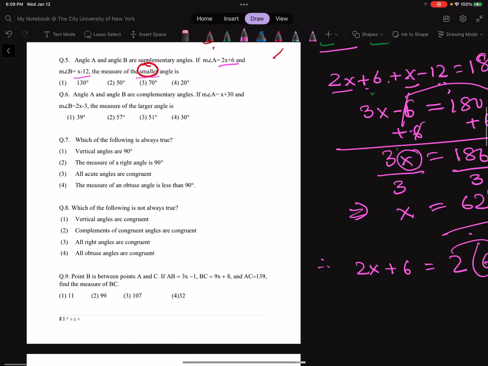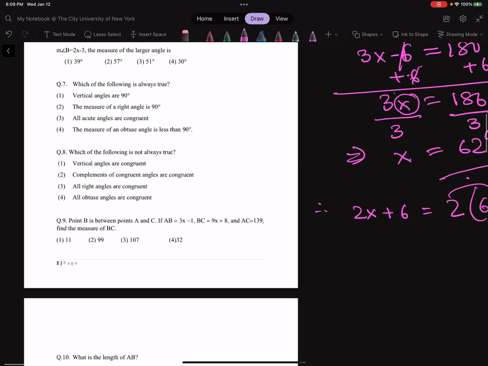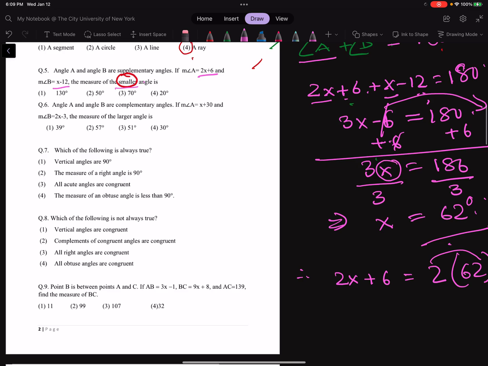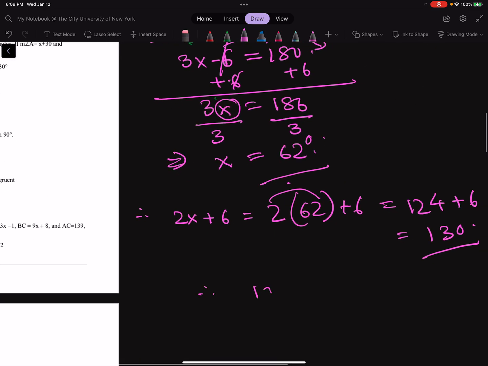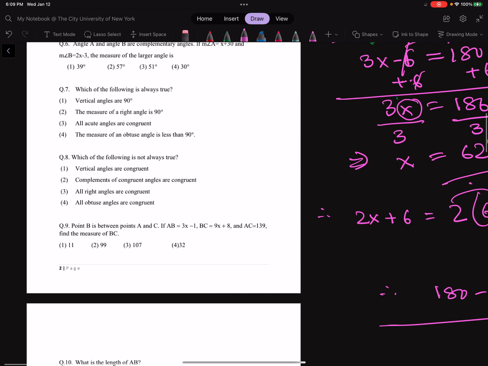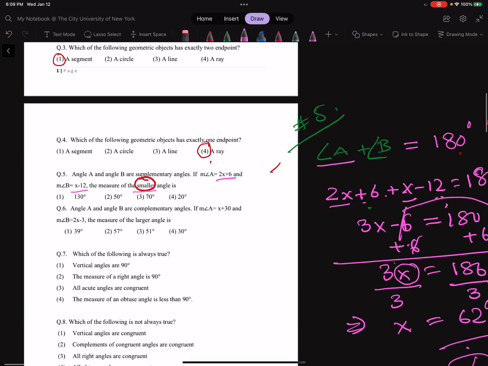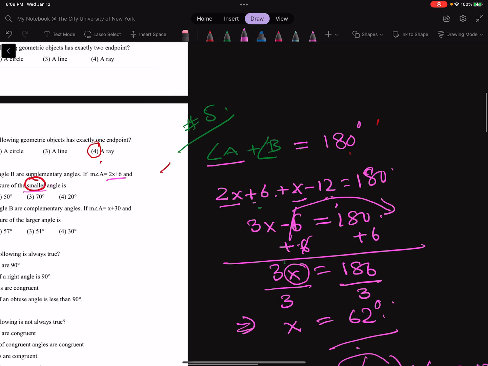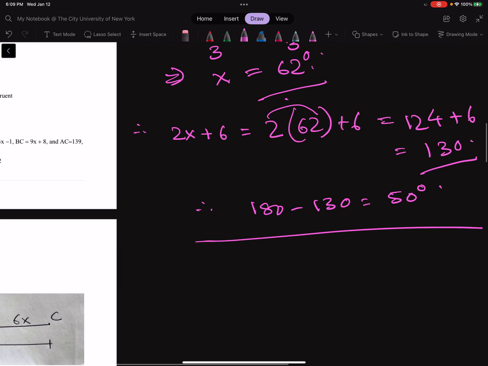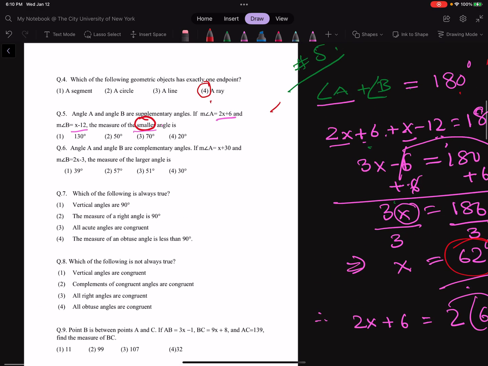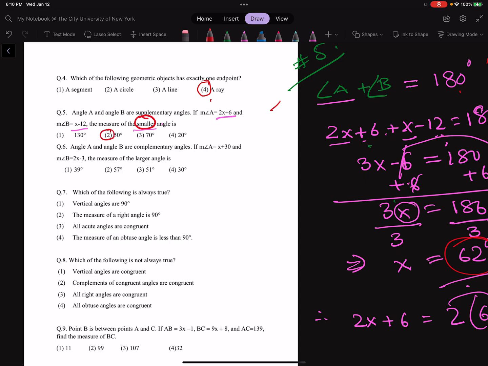You can find the smaller one by plugging in, or since you know that both angles give you 180, you can say the smaller one is 180 minus 130, which gives you 50. Or the other way is, you take x minus 12, plug in the value of x, which is 62. 62 minus 12, you still get 50. So either way you are good. So what we have got is 50 degrees. Okay, so number 2.